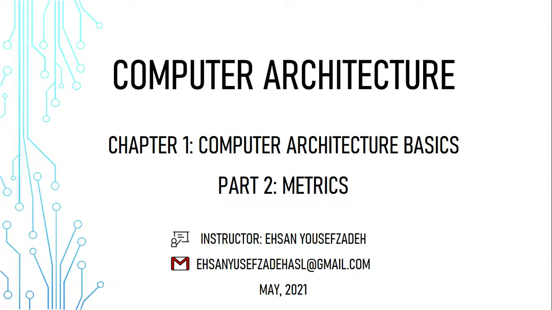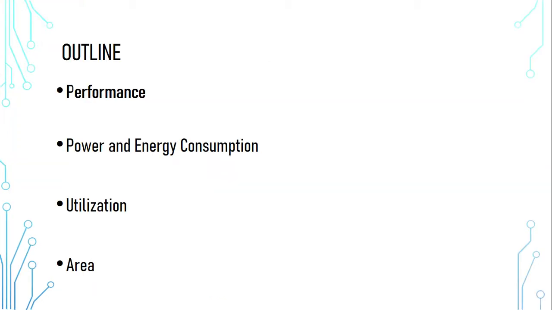In this video, you will learn about the most important metrics in computer architecture, which are used for evaluation of different architectures and/or processors. In this part, we will cover performance, power and energy consumption, utilization, and area overhead.